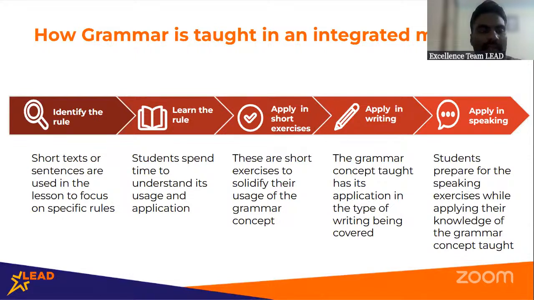So I'm again reiterating. First, they have to identify the rule. Next, learn the rule. Next, apply it in the short exercises, next apply in writing, next apply in speaking, right? So I want all of you to take a screenshot of this, or make a note of it if required, because this is very important. The crux of this session is these 5 steps.